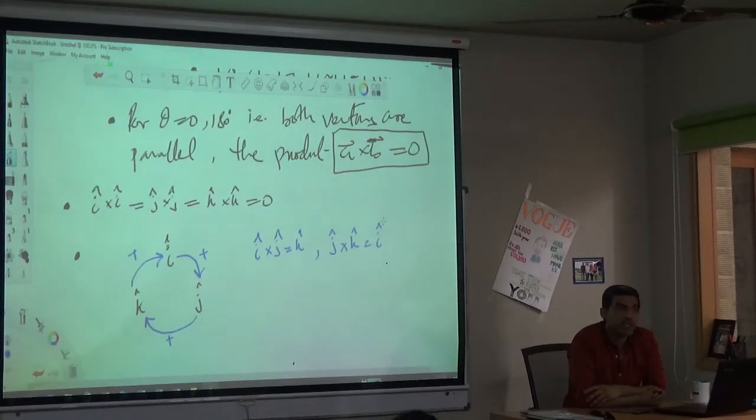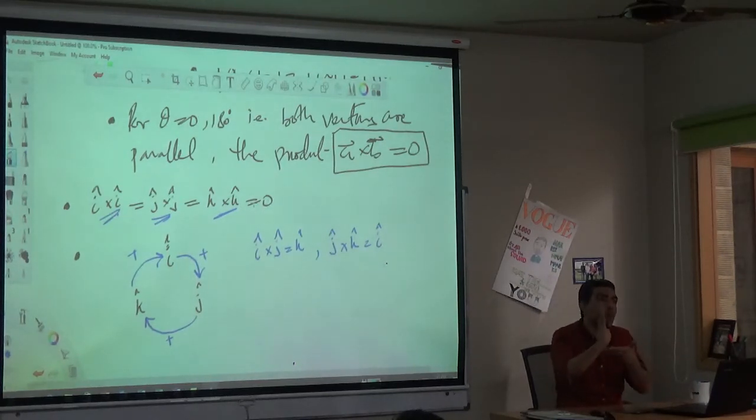No, I and J and K are not parallel to each other. They are all three mutually perpendicular to each other. Two I's are parallel to each other, two J's are parallel, two K's are parallel. Therefore their answer for the cross product is 0. I and J are perpendicular to each other, so their cross product is going to be maximum.